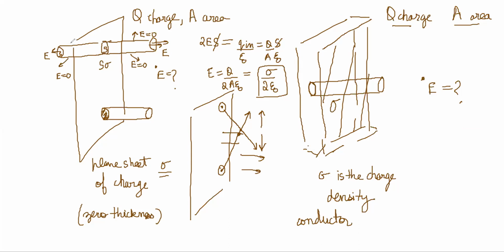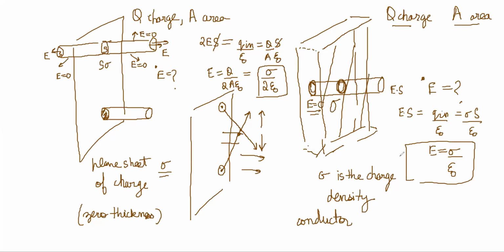So here you can take one cylinder which ends inside this, and one half that goes outside. Field inside a conductor is zero, so the field here is zero. And the field here will be something, same logic, E into S. So you'll do ES is equal to Q inside by E naught. And the charge inside will be the charge trapped here, so that will be sigma S by E naught. So E will be sigma by E naught in this case.